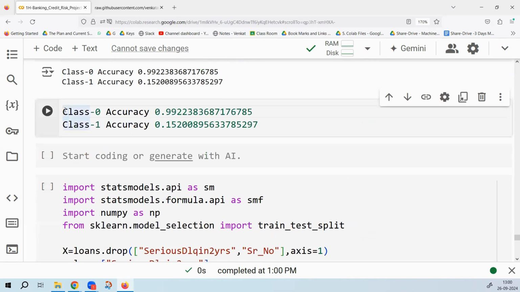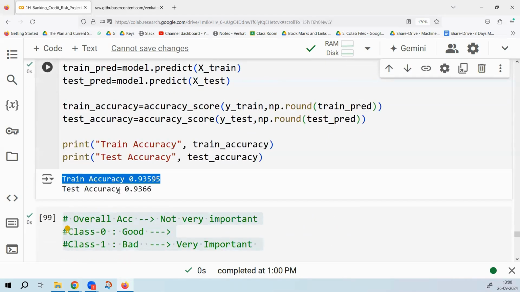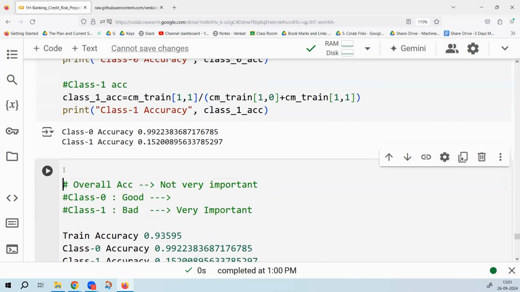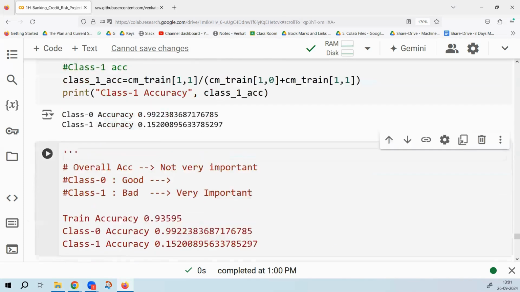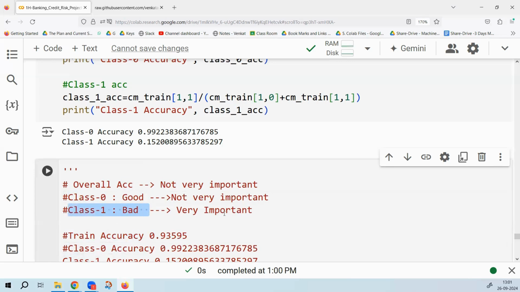Your client told you that class 1 accuracy is very important. Now we are giving an output like this. Check this out, all of you. The current situation of the model that we have just built looks like this. Overall accuracy, is it very important? Not important, so do I really care? No, sorry, not interested. Class 0, good, is it important? Also not very important. So do we really care? No.